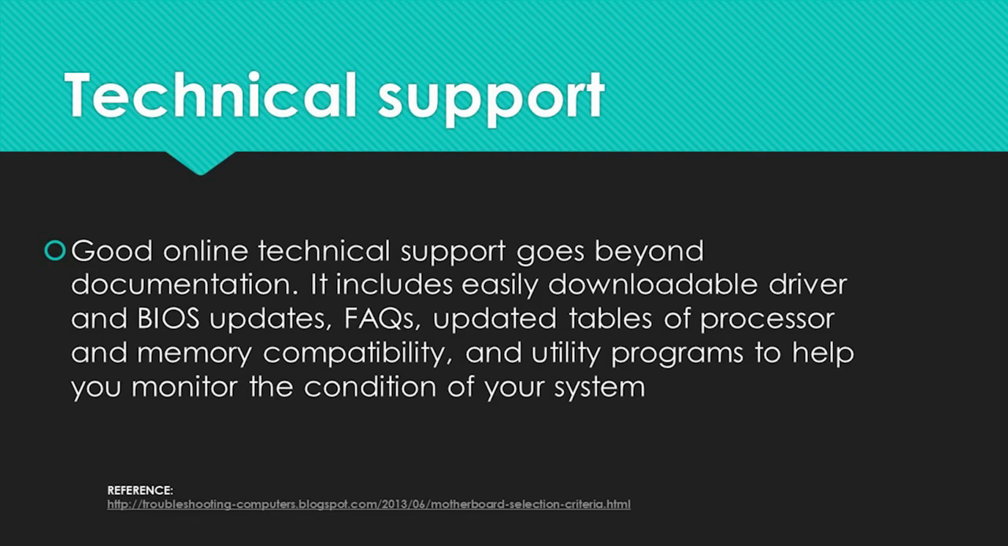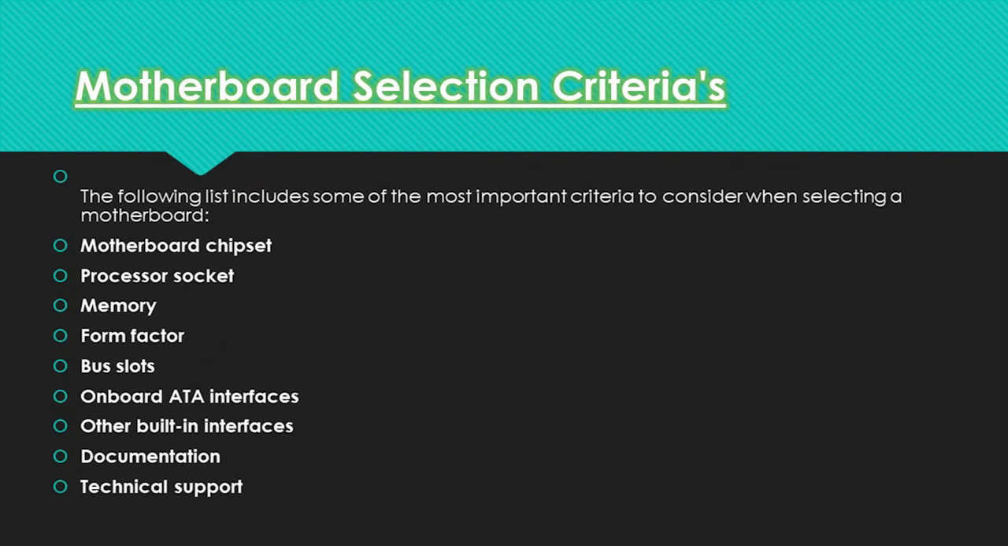Again, if you want to buy a motherboard, you have to remember first the motherboard chipset, followed by the processor socket or the memory slot, its form factor, the bus slots, and onboard ATA interfaces. And of course, the built-in interfaces.